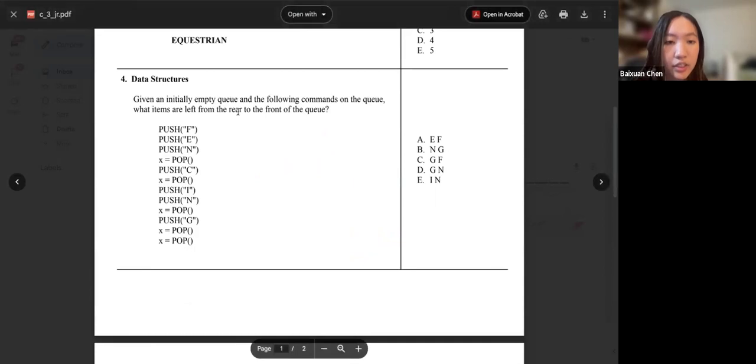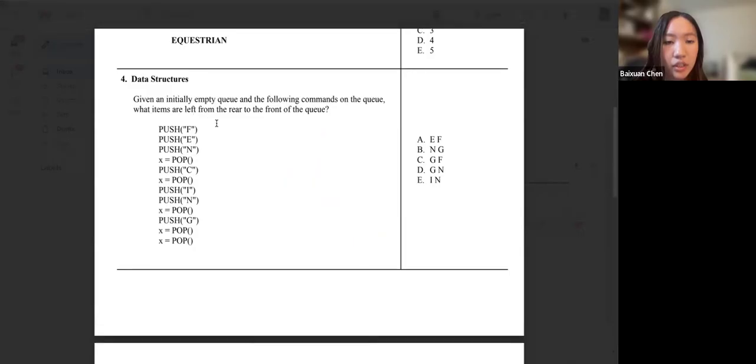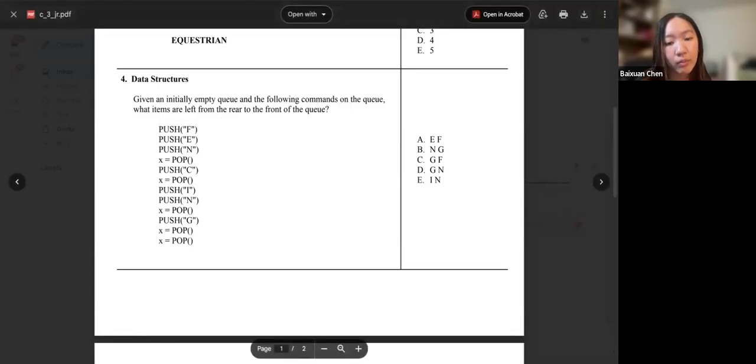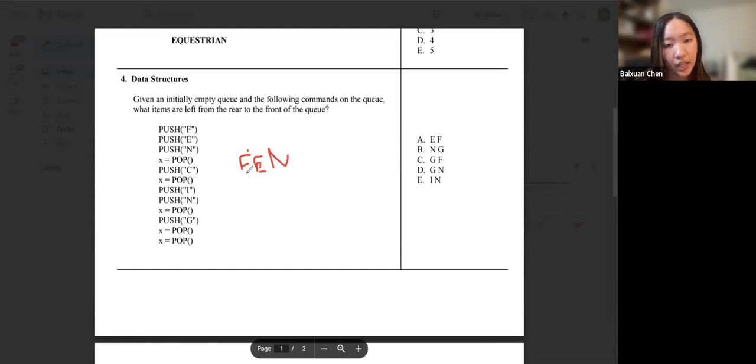Given an initially empty queue and the following commands on the queue, what items are left from the rear to the front of the queue? What's special about a queue is that it's first in, first out, which means the order in which elements are taken out of the queue will be the same order as they were put in. So how does this work? Well, we put an F in, and then we have an E, and then an N. But then when we pop it, we'll get rid of the F because it's first in, first out.